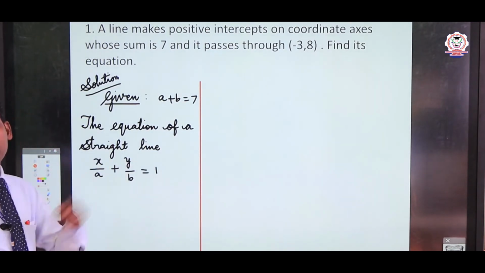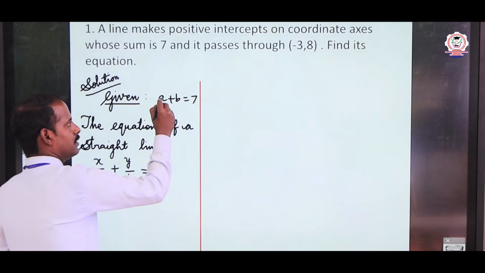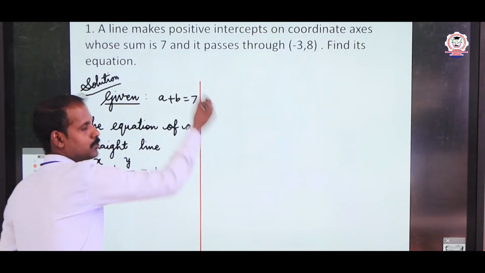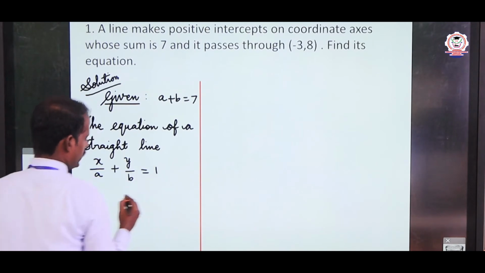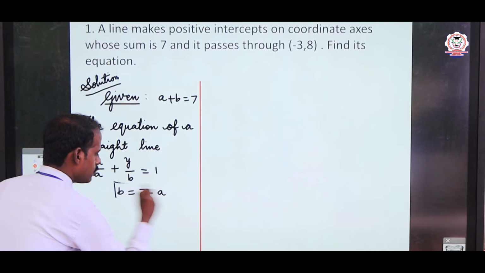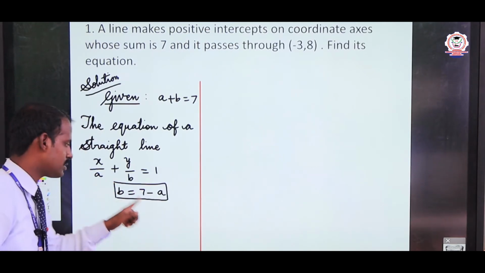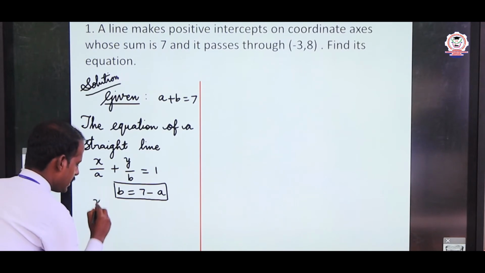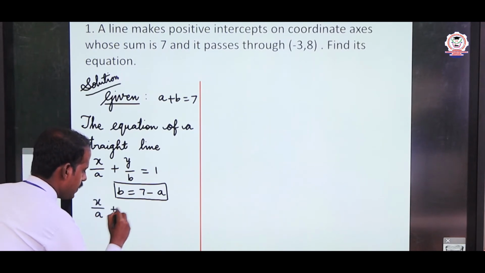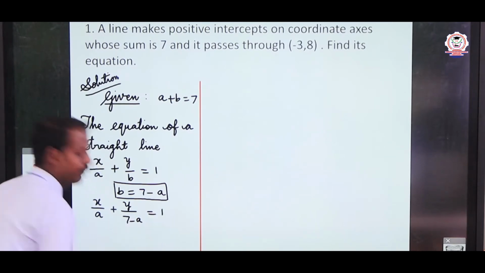So what is the b value? 7 minus a, because the plus a we send to the opposite side as minus a. So we get b equal to 7 minus a. Now substitute b, the y-intercept, as 7 minus a. So x by a plus y divided by 7 minus a is equal to 1.